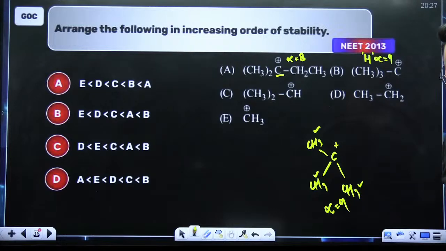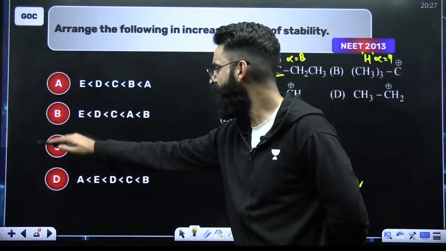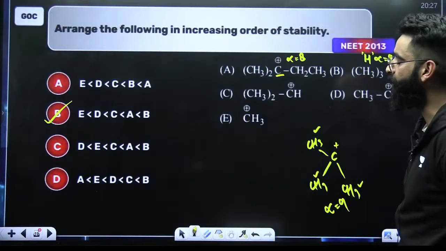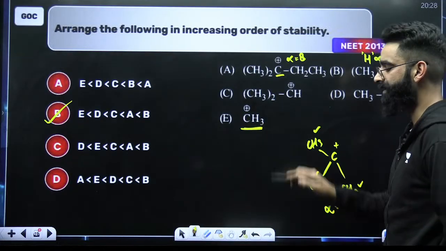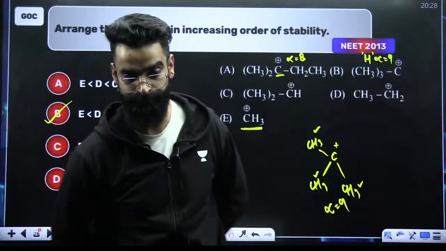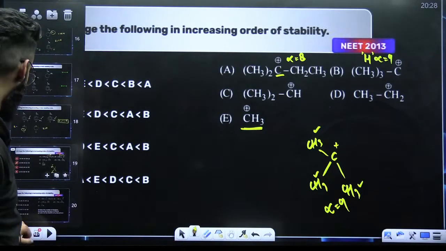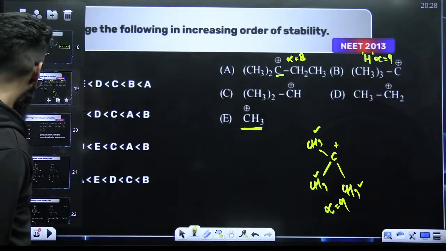Correct, guys? Similarly, you can check the rest. So, as far as I can see the options, it is going to be option B which is going to be the correct answer among all, right? E is going to be the least stable one because there is no alpha hydrogen attached over here. Okay? Simple and basic question this was. All right.